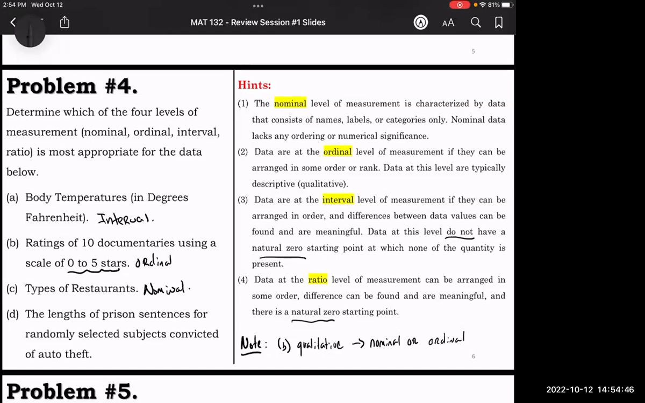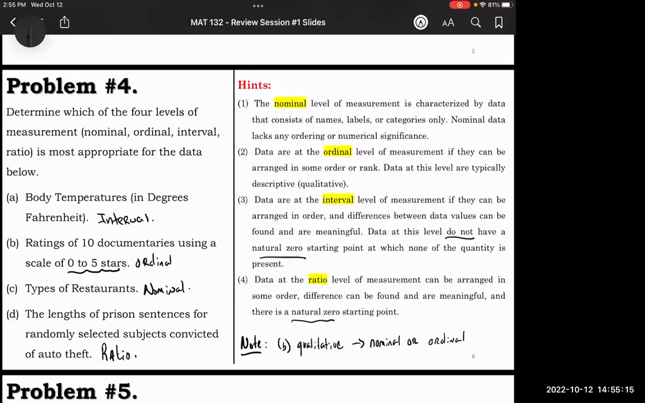What about the lengths of prison sentences of randomly selected subjects convicted of auto theft? It's a ratio. There's actually a natural zero there, right? Let's say that hypothetically those randomly selected subjects beat the case. If they beat the case, then do they do any time at all? No, they don't. They beat the system. And that would be it, right?